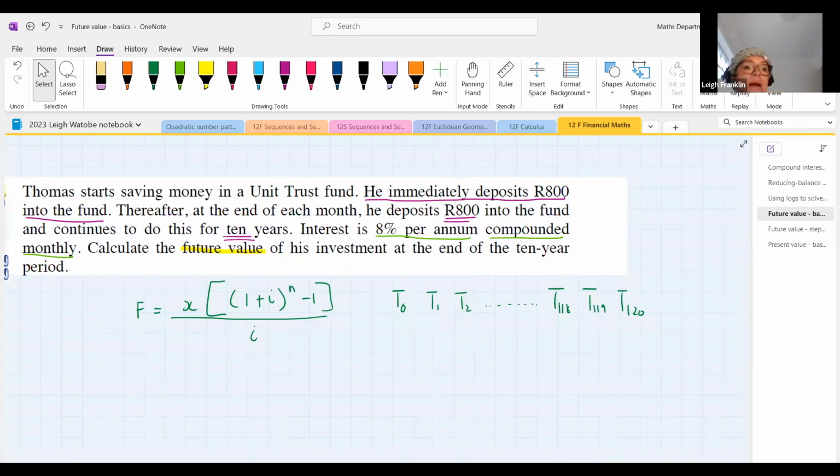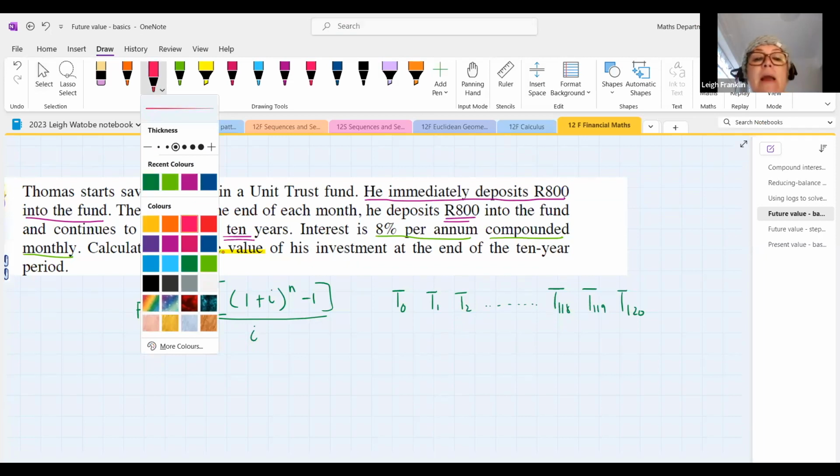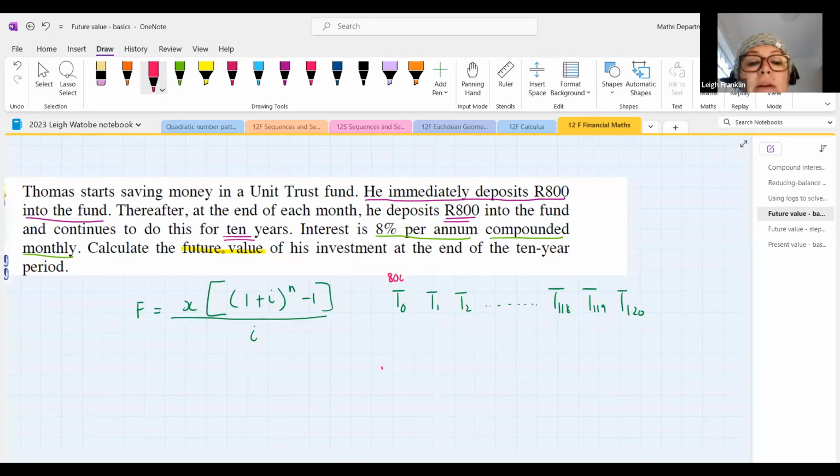If Thomas deposits money immediately, and then again at the end of every single month, how many times has he deposited money in the first year? I'll say that again. If Thomas deposits money immediately, and then again at the end of every month in a year, how many times has he deposited money in the first year? Exactly 13 times. Good. Okay, so that is why there is this +1, because there is this immediate first payment of 800 Rand at T0. And then he does it again over here and again over here. So by the time we get to T12, he's made 13 deposits of 800 Rand.